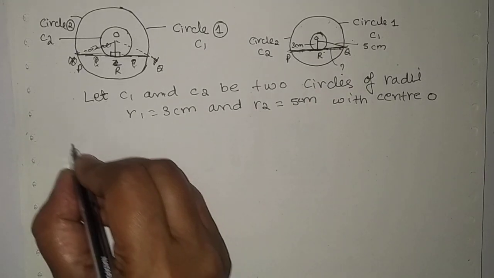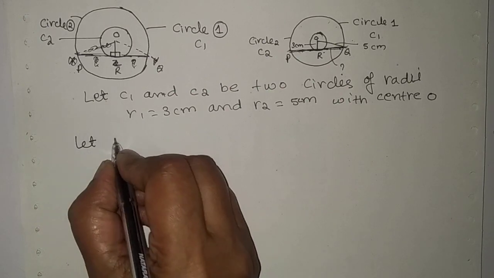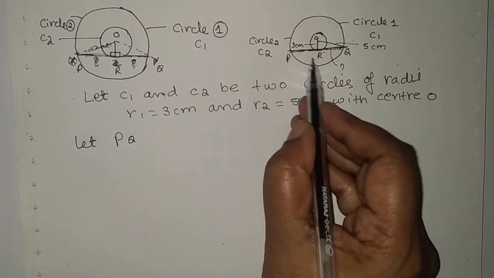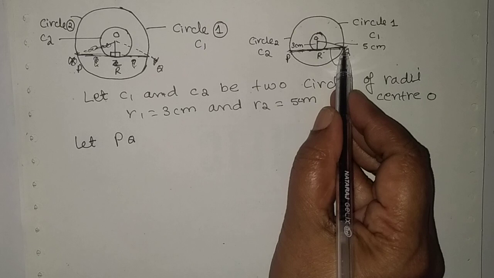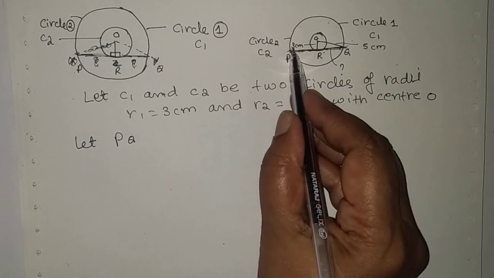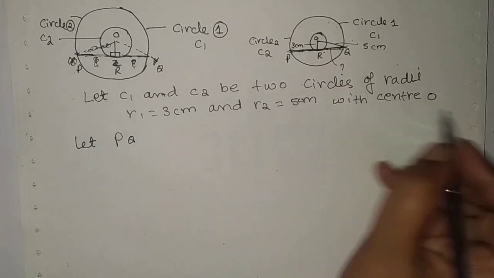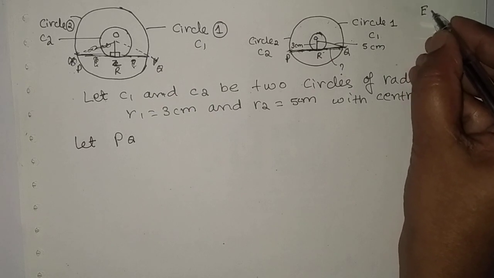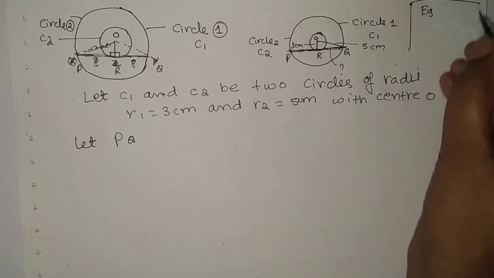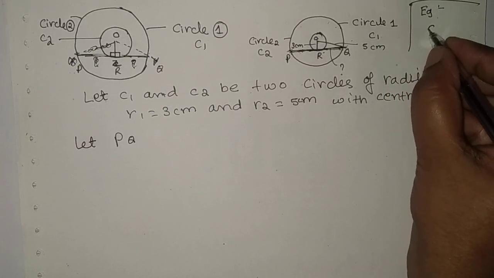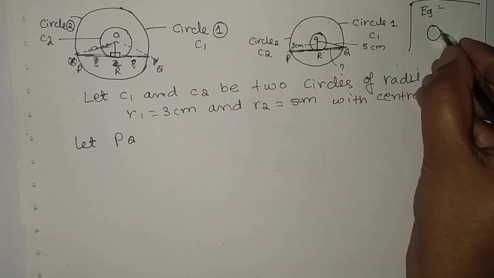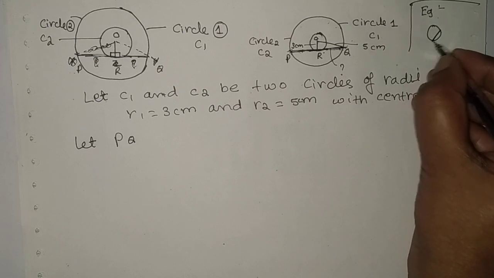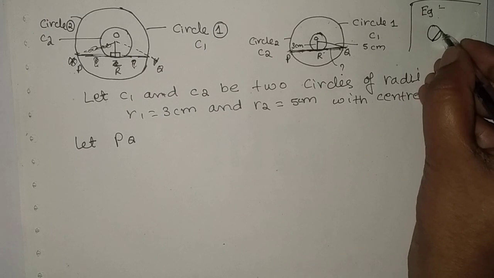After this, let PQ be the chord. A chord means a line which touches the two ends of the circle. For example, I'll just write like this here: if this is a circle and there is a line touching the two ends of the circle, this is called a chord.